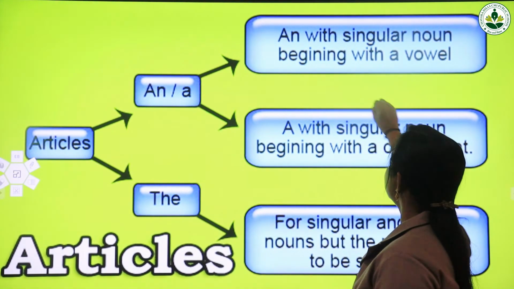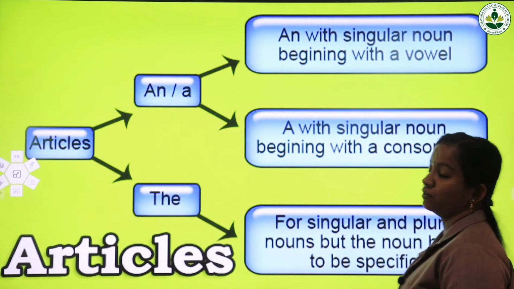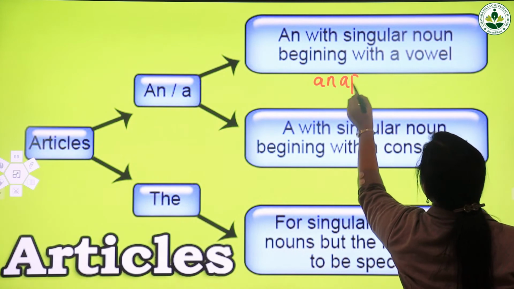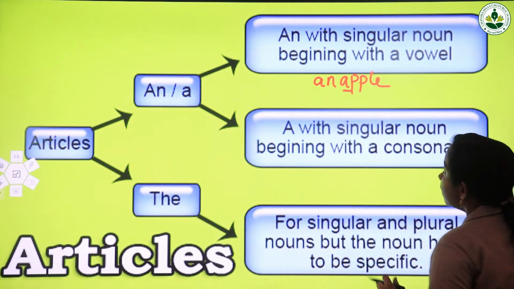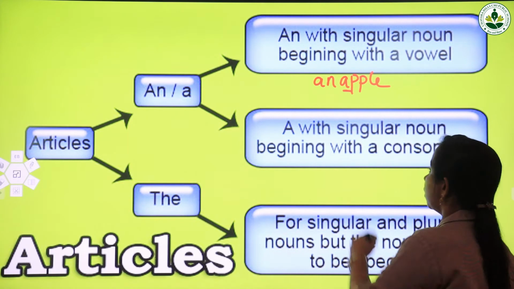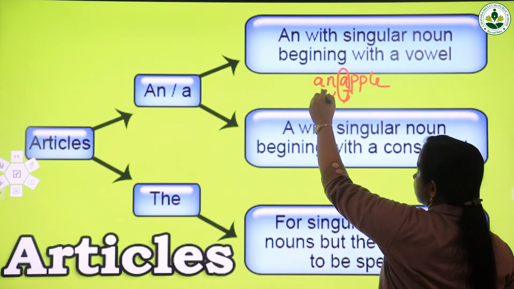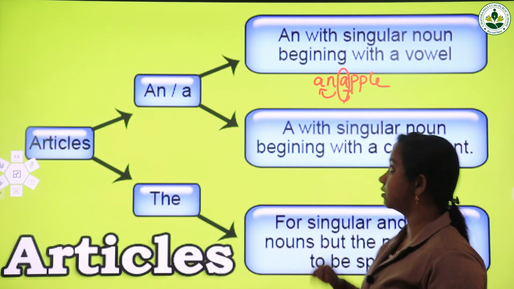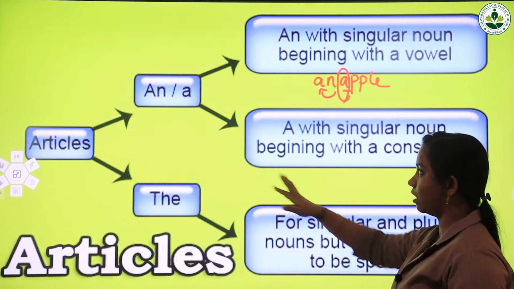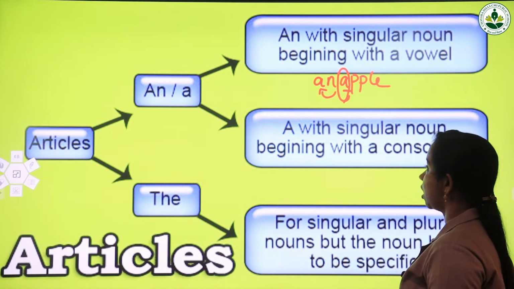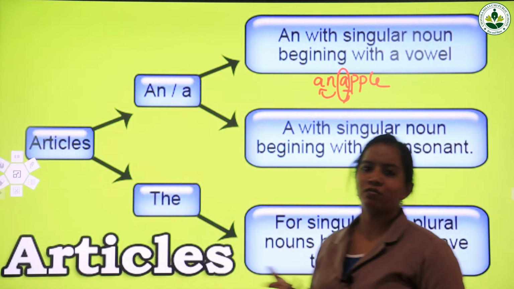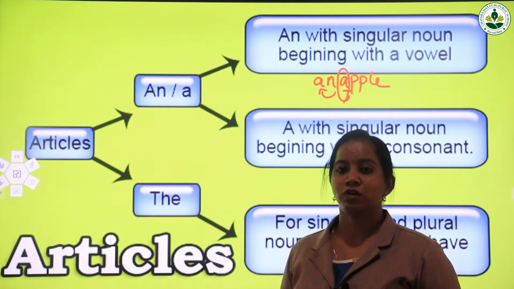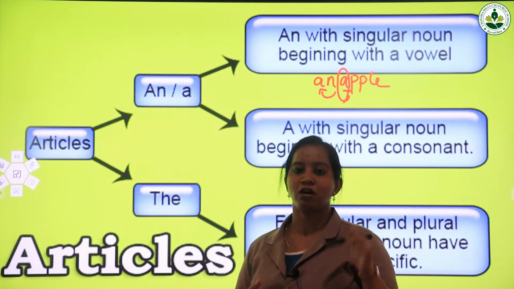Article an is used with a singular noun beginning with a vowel. For example, an apple. Here the word apple begins with the vowel letter A, so we use article an. Article an is used with a singular noun, apple is singular, beginning with a vowel. Now article a is used with a singular noun beginning with a consonant. So what are the vowel letters in English? A, E, I, O, U. These are the vowel letters. Other letters apart from these are called consonants.